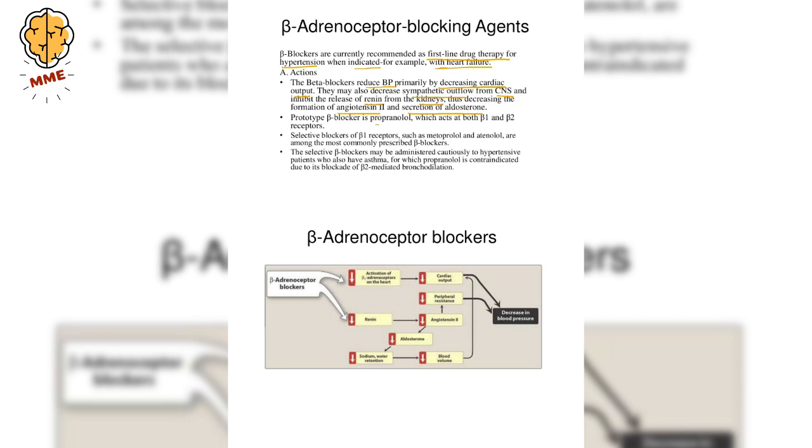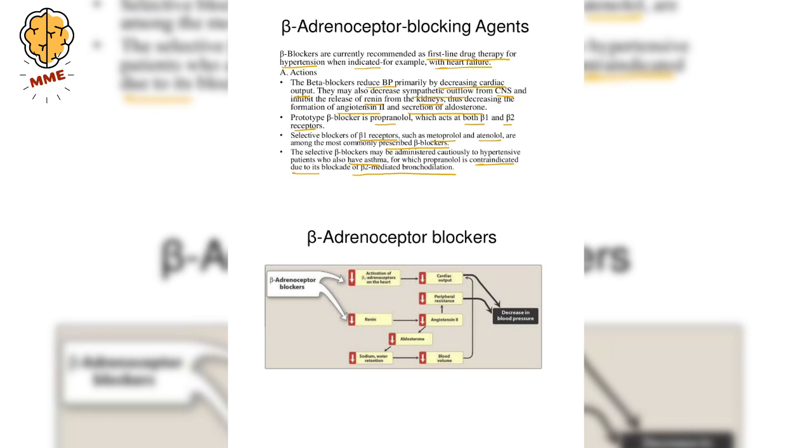Prototype beta blocker is propranolol, which acts at both beta 1 and beta 2 receptors. Selective blockers of beta 1 receptors, such as metoprolol and atenolol, are among the most commonly prescribed beta blockers. The selective beta blockers may be administered cautiously to hypertensive patients who also have asthma, for which propranolol is contraindicated due to its blockade of beta 2 mediated bronchodilation.